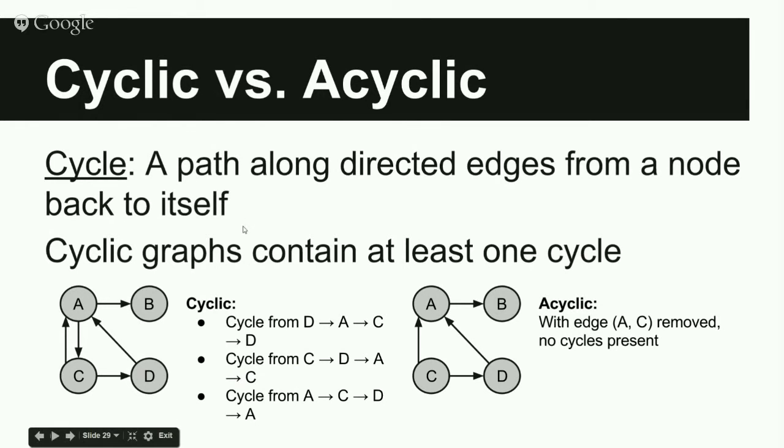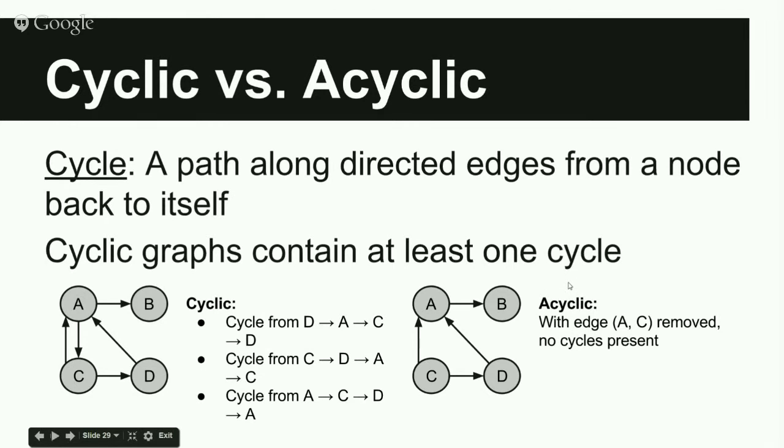Okay, cyclic versus acyclic graphs. So a cycle in a graph is a path along the directed edges from one node back to itself. So if your directed graph has one or more cycles, then it is a cyclic graph. If it does not, if there are no cycles in your graph, it is acyclic.